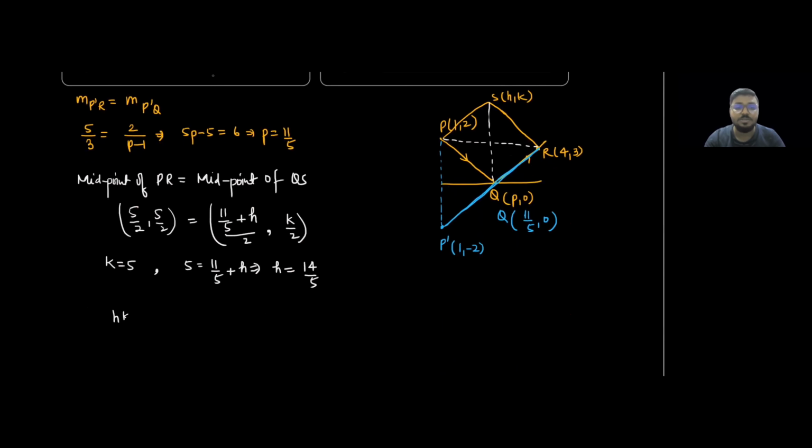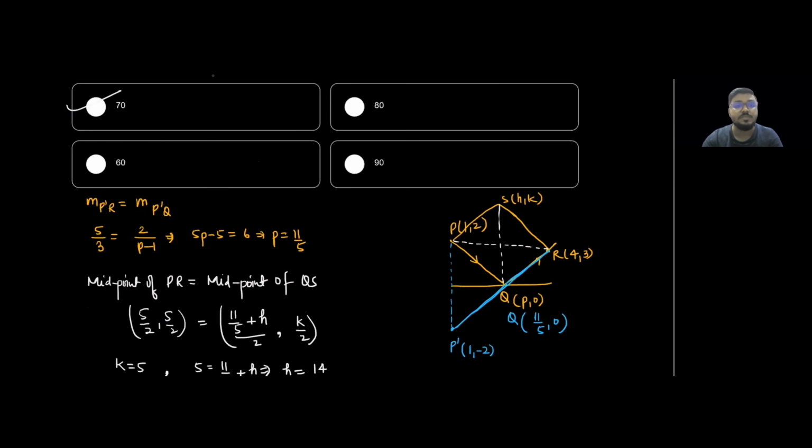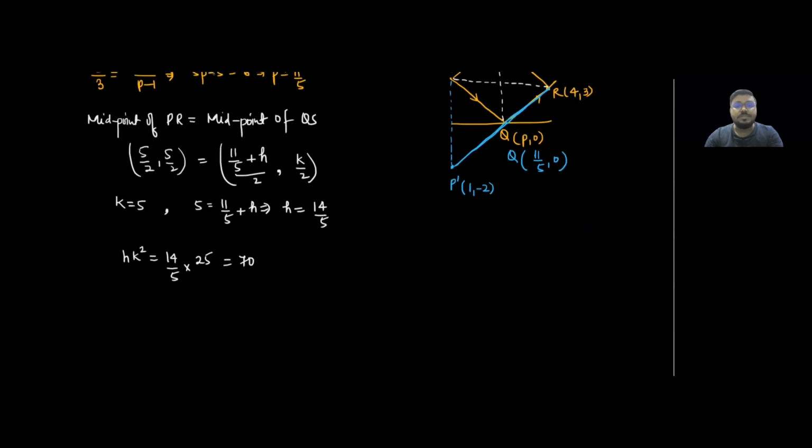So now I have H and K, and they are asking for 5HK. With H = 14 by 5 and K = 5, 14 fives are 70. So the correct option is the first one, 70. Now let's move to the next question.